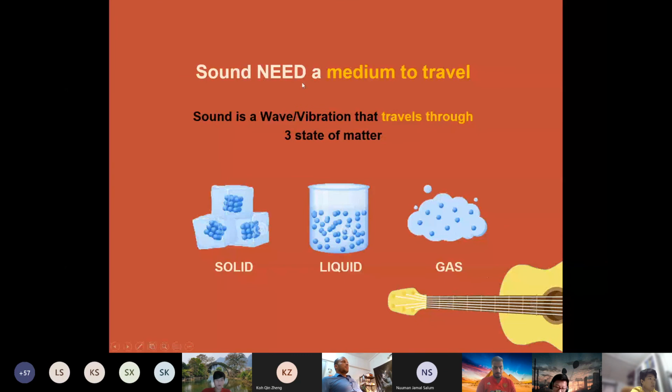Now, so sound needs a medium to travel. Sound is wave vibration that travels through three states of matter: solid, liquid, and gas. So in all these mediums, sound can move, right? Solid, like in architecture, if you hear.